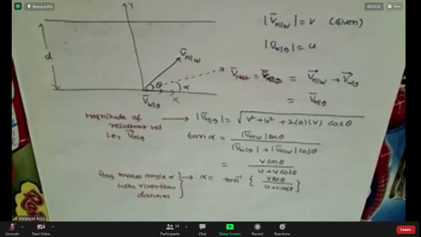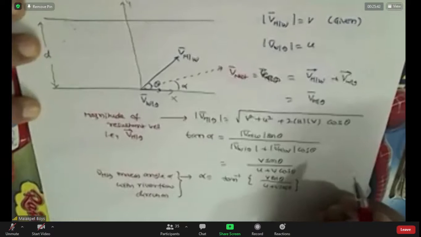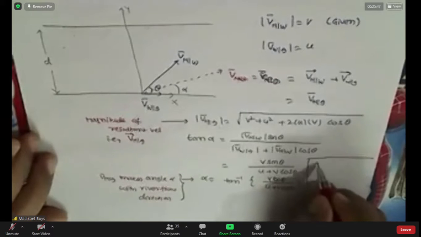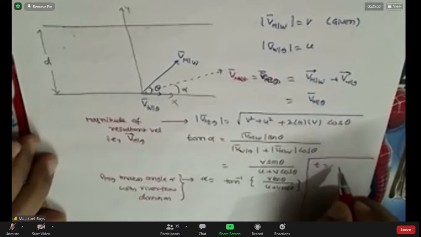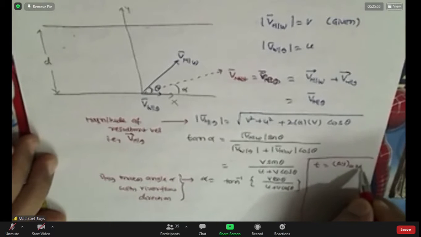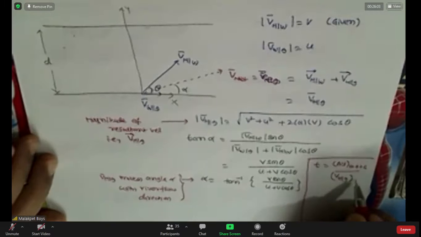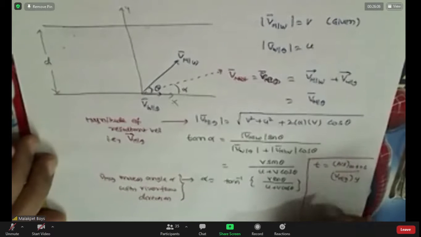Also find how far. So he's asking, first we can get the time of crossing. How to get the time of crossing? Time of crossing is delta y with respect to ground by velocity of man with respect to ground, in which direction? No, ground man I have to take. How distance is from ground, no? D by what is this component?